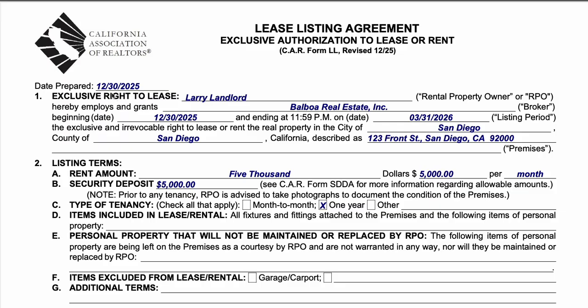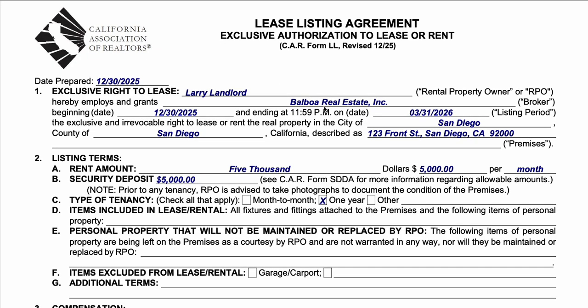We start by putting the date that we prepare the form here, the name of the landlord, which they call rental property owner or RPO or housing provider or landlord. They seem to like to juggle all those different titles across their forms, but at the end of the day, it's just the property owner.